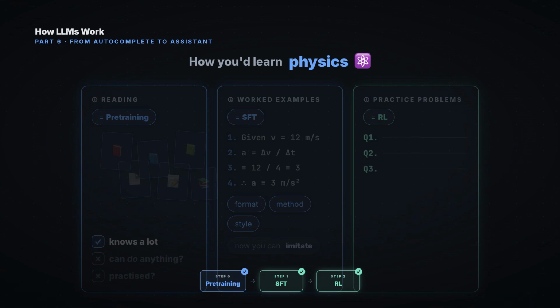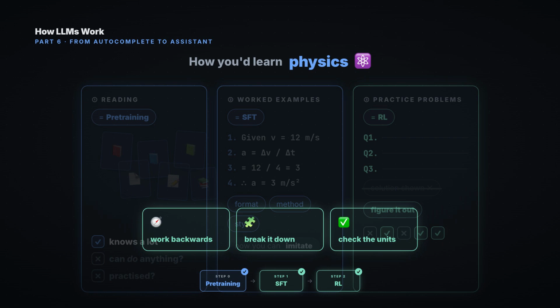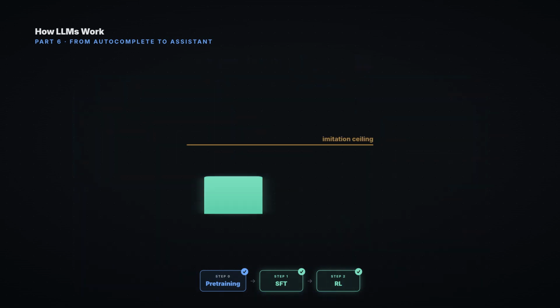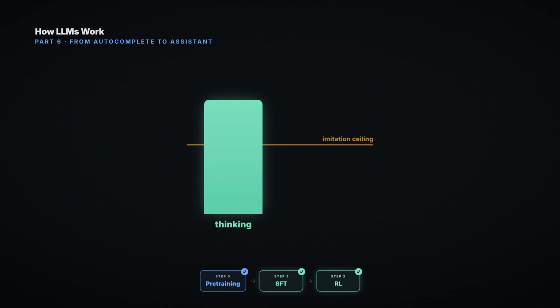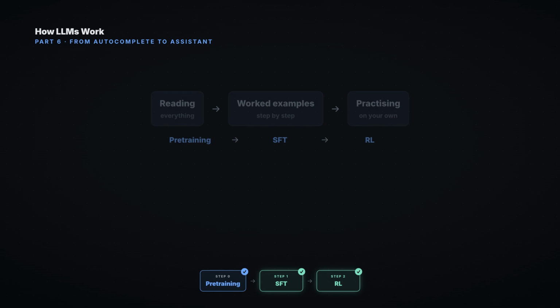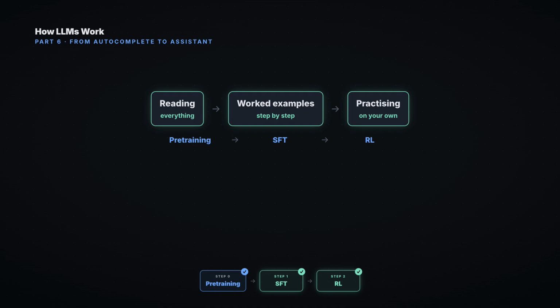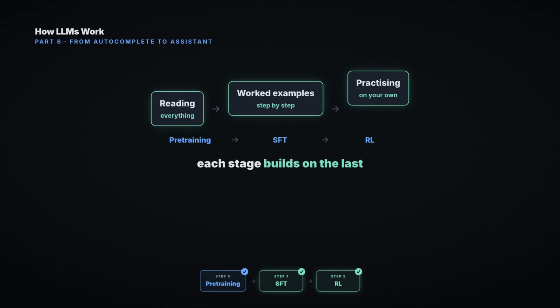Reinforcement learning is like doing practice problems on your own. Nobody shows you the solution. You have to figure it out. You try things. Some work, some don't. Over time, you develop your own problem-solving strategies. You get genuinely better at thinking, not just better at imitating. That's the progression. Reading, then studying worked examples, then practicing on your own. And each stage builds on the last.